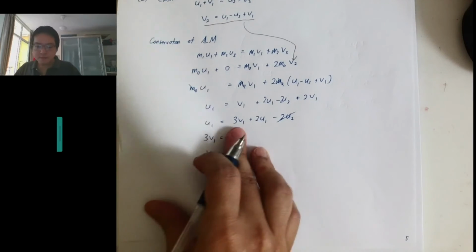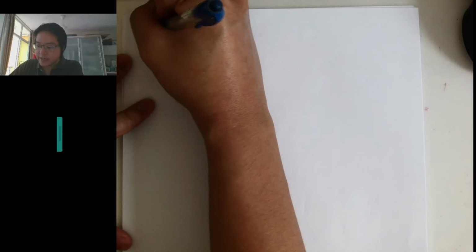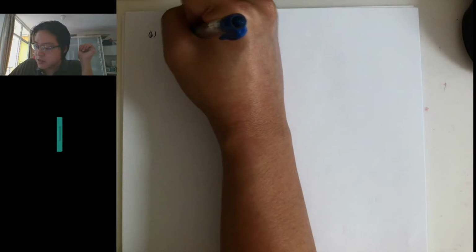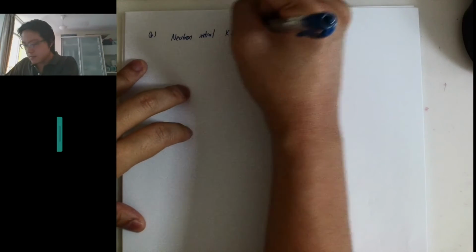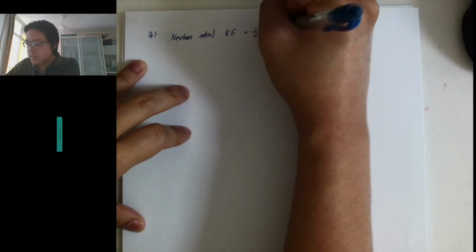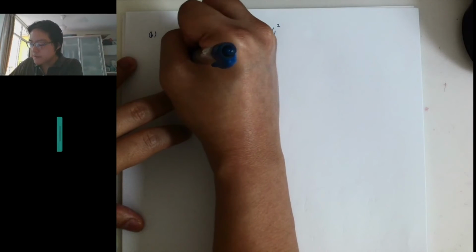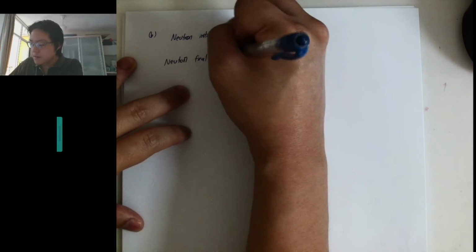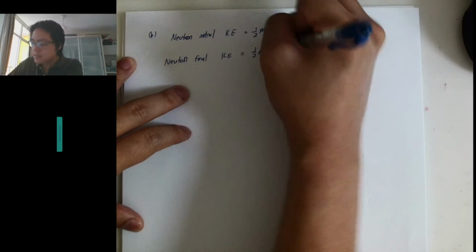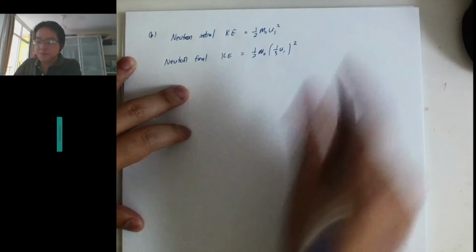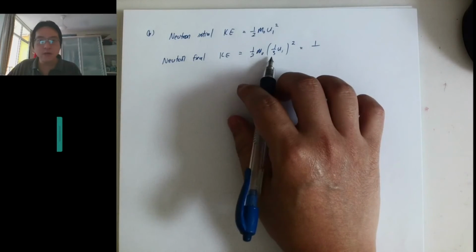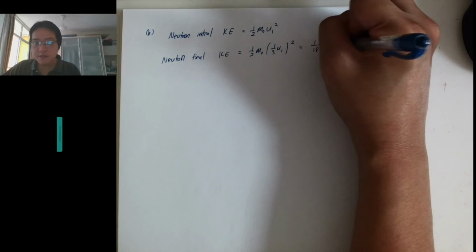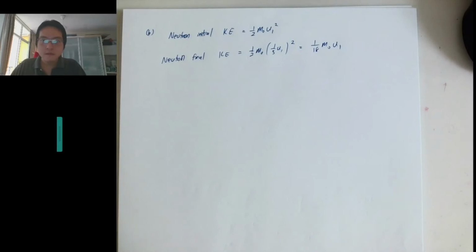Okay, once we have found the final speed, we compare the kinetic energy. So we want to find the neutron's initial kinetic energy, which is equal to half m u1 squared. And the neutron after collision, the final kinetic energy, has the same mass, but now it's going at 1/3 the original speed, right? So what we found is that 1/3 squared is 1/9, times a half is 1/18 m0 u1 squared.